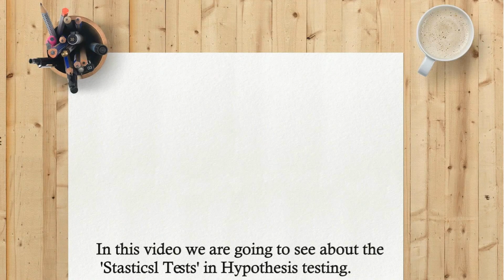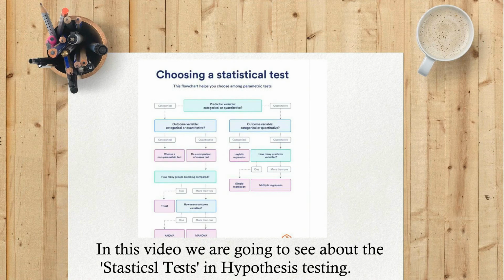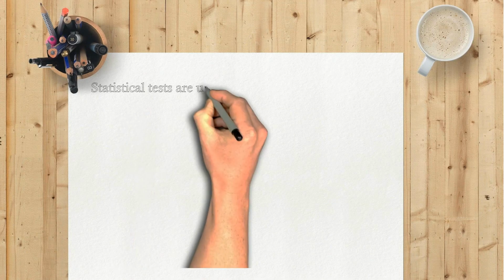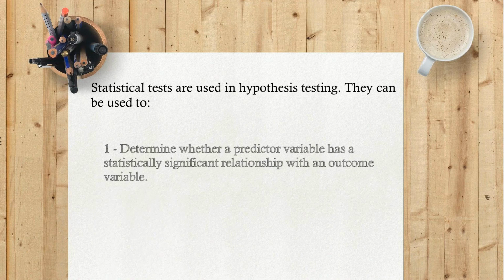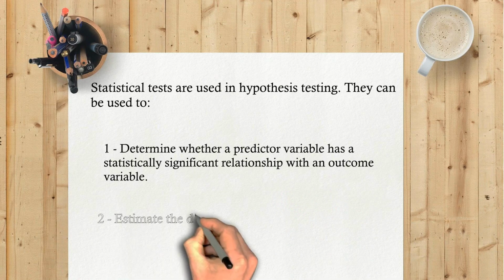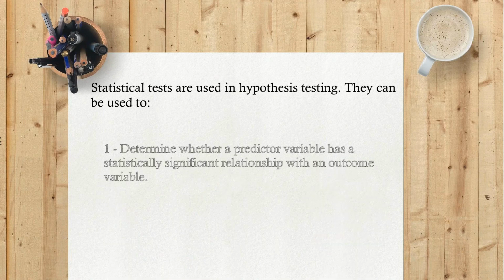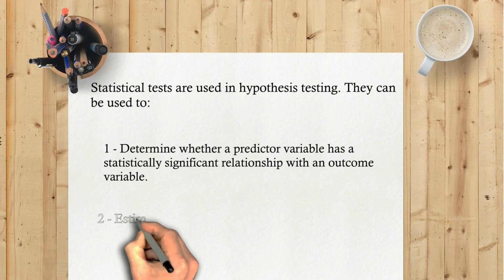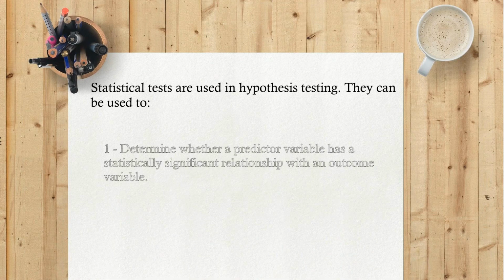In this video, we are going to see about the statistical tests in hypothesis testing. What is a statistical test? Statistical tests are used in hypothesis testing. They can be used to: 1. Determine whether a predictor variable has a statistically significant relationship with an outcome variable. 2. Estimate the difference between two or more groups.